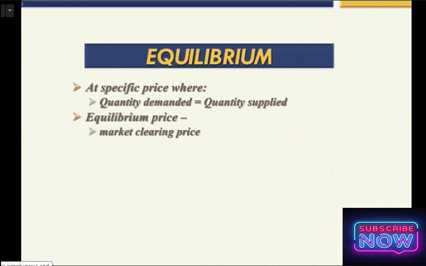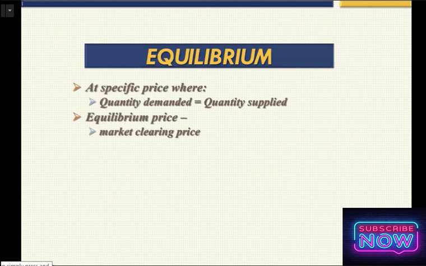So at equilibrium, at a specific price, quantity demanded equals quantity supplied. And then that particular price where quantity demanded is equal to quantity supplied is what we call the market clearing price. So equilibrium price is also known as market clearing price. So at market clearing price, there is nothing like shortages or surpluses. Once there are shortages and surpluses, then you cannot be talking about market clearing price.